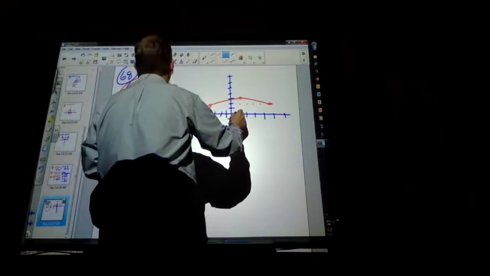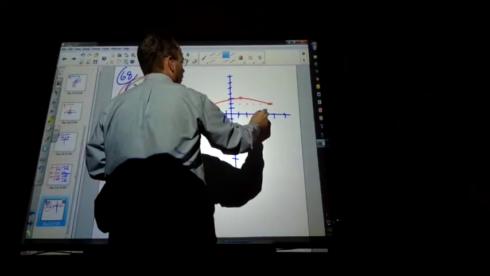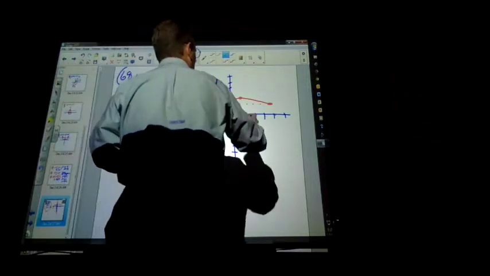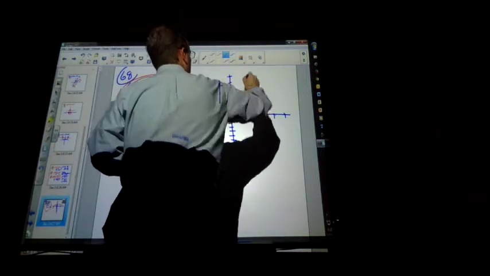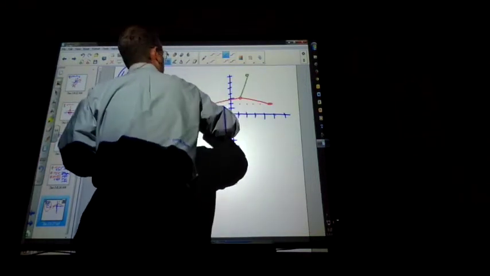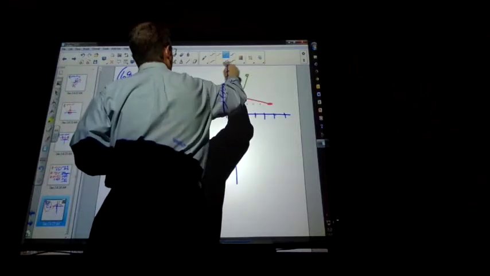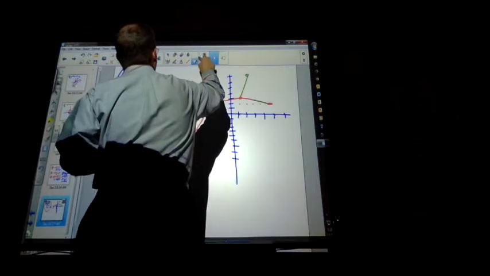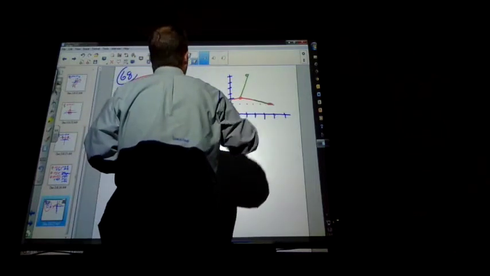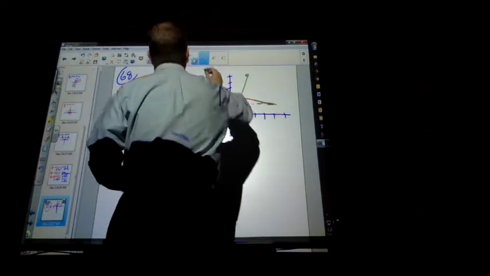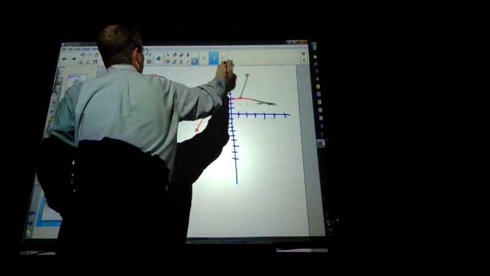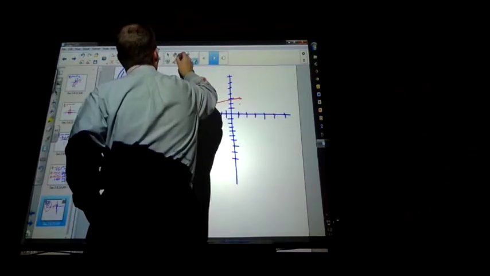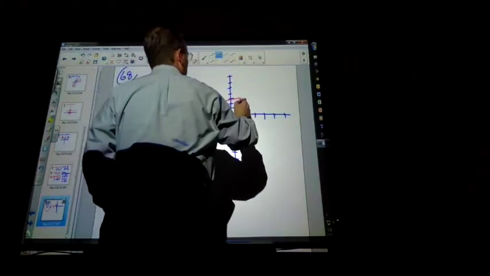Oh my gosh, I can't believe I did that. So this 2, 5 should have been up here. This should have been here. Why is my eraser not working? 2, 5.